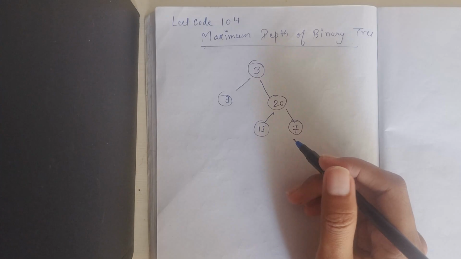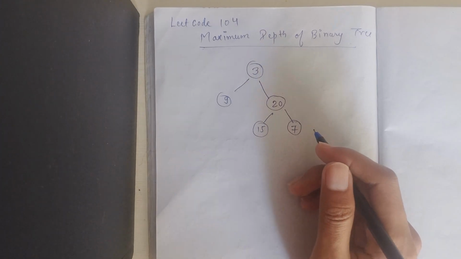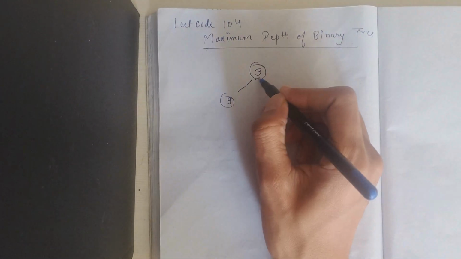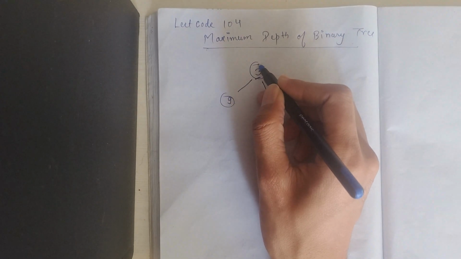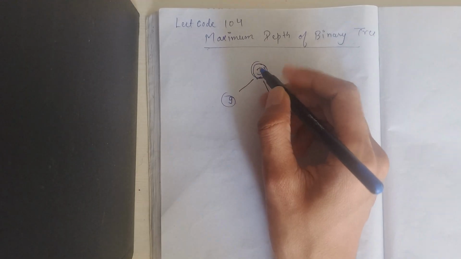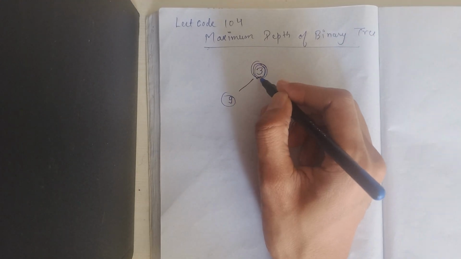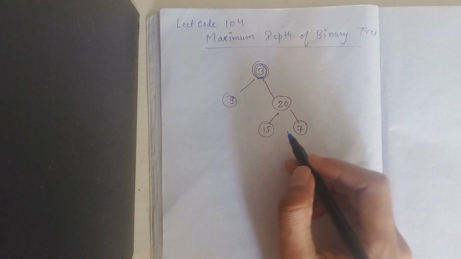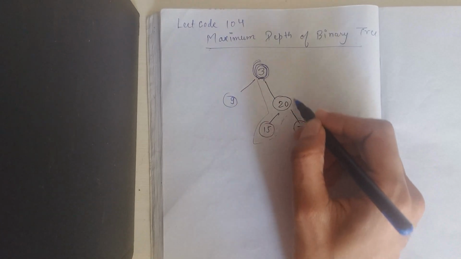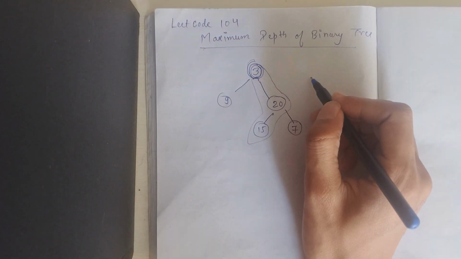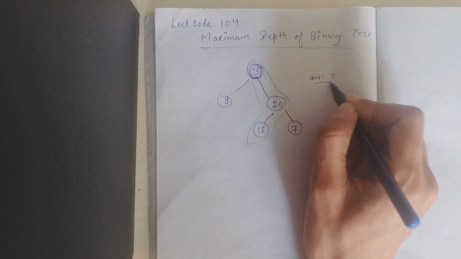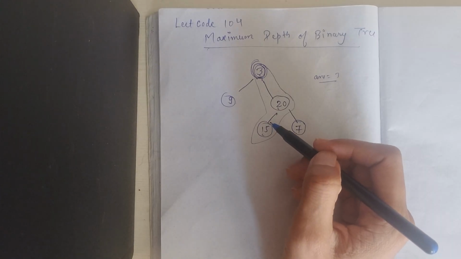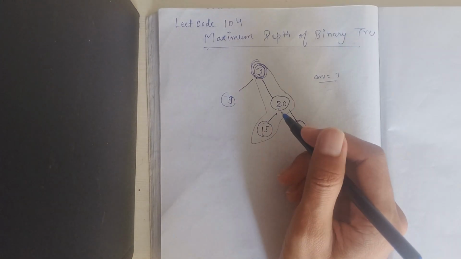Maximum depth is the number of nodes along the longest path from the root node down to the farthest leaf node. Maximum depth is the longest path which should be passed from the root node. So this is the longest path. The answer for this one should be 3, as this is the longest path: 1, 2, 3. We need to find this.